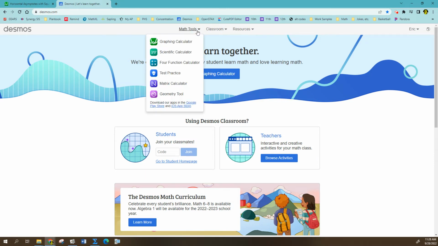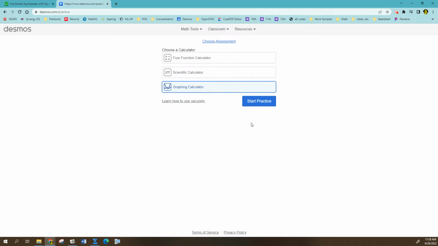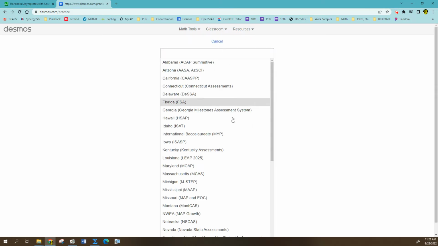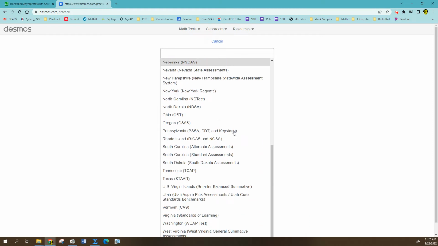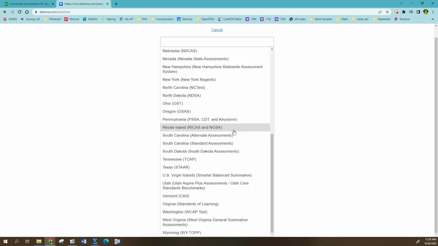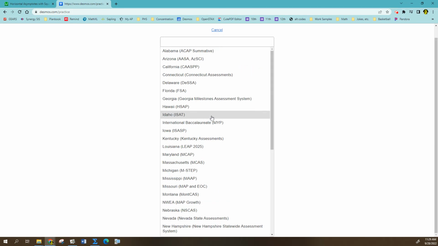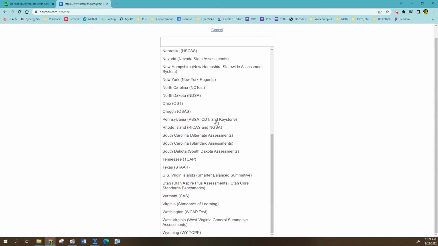Look at the math tools you've got here now, though. You can do matrix calculators. That's pretty cool. You can do a bunch of matrix and linear algebra stuff. I don't know what the test practice is. What is that? Choose assessment. You've got to be kidding me. What are we doing here? State testing, I guess. Well, who cares about state tests? I was hoping they were going to do something on there about SAT.